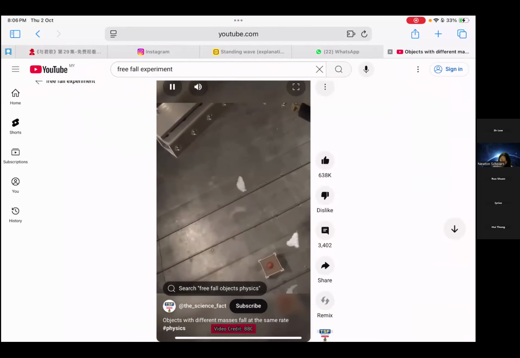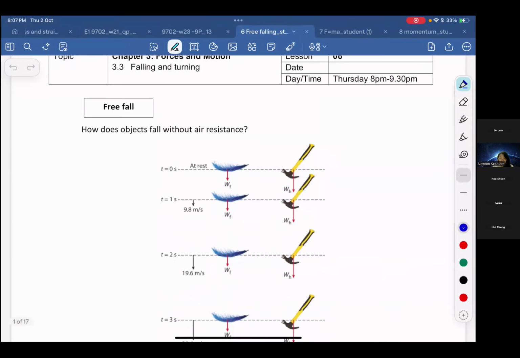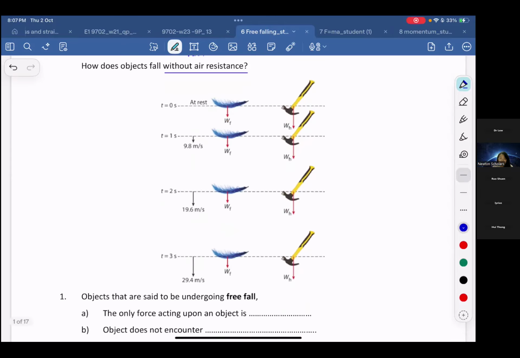Okay, so boys and girls, we come back to our lesson. Free fall means without air resistance. Sometimes you see the keyword vacuum, which means under the topic of free fall. Just now the video showed you that if there is no air resistance, we don't care about the shape or the size. Both objects will reach the ground at the same time.